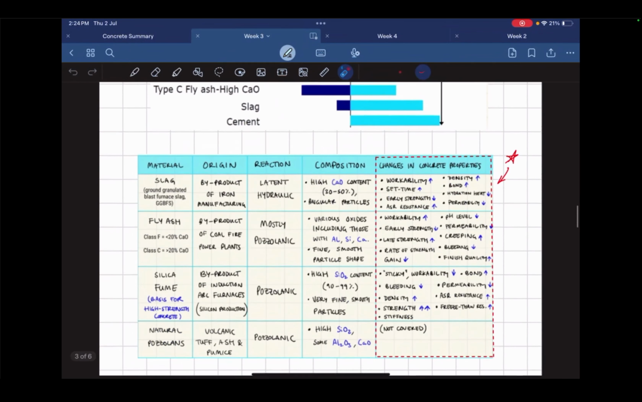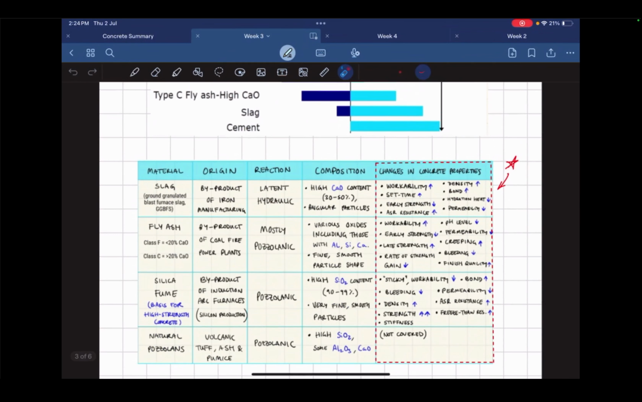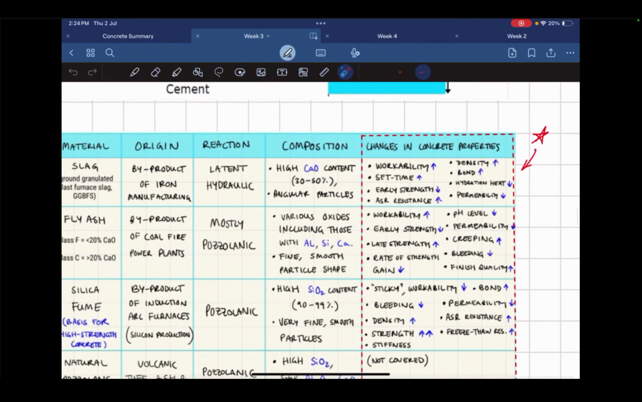Okay, so this is the summary of SCMs. You've got the material: slag, fly ash, silica fume, and natural pozzolans. The origin, pretty much where they come from. What kind of reaction it is: latent, pozzolanic, or hydraulic. The composition, and then the changes in concrete, so what kind of changes it makes to hardened concrete. If we add this, what happens to the concrete? For example, if you add slag, you get better workability. Your early strength reduces, however, your density and bond are stronger.